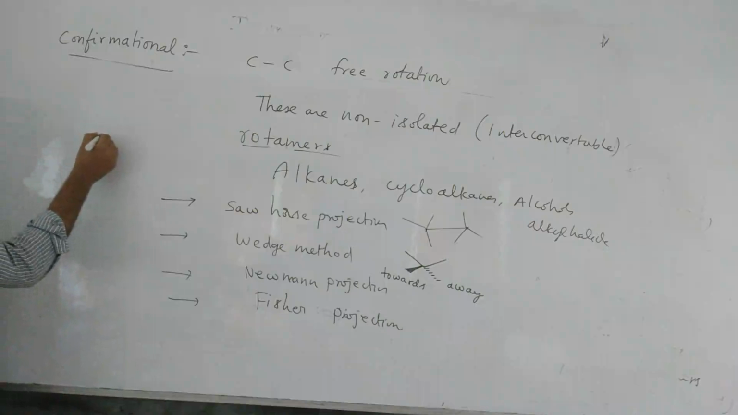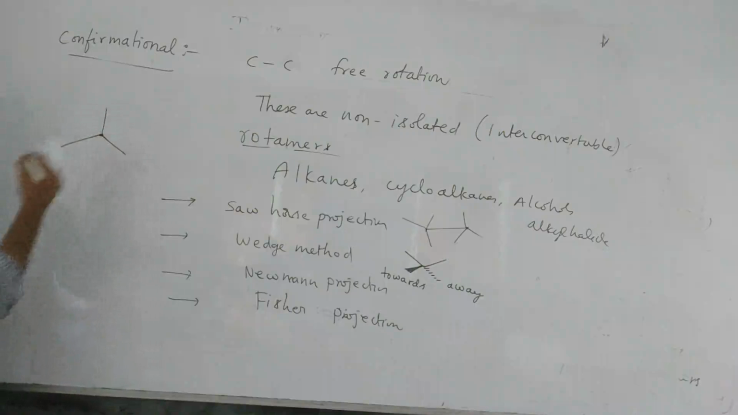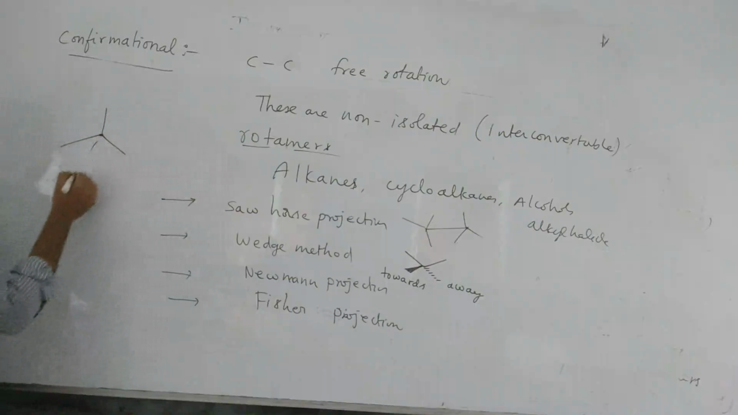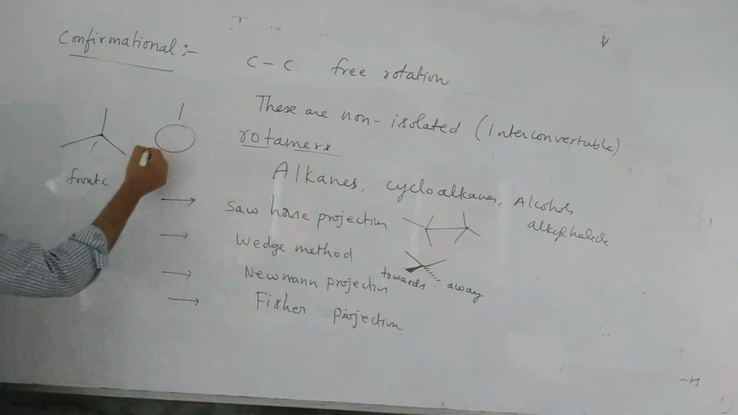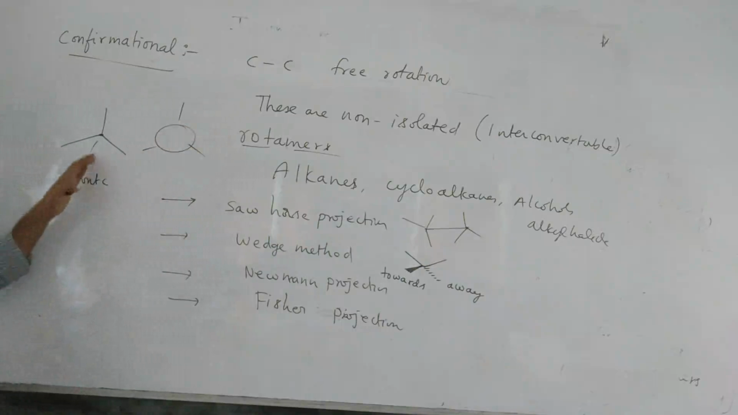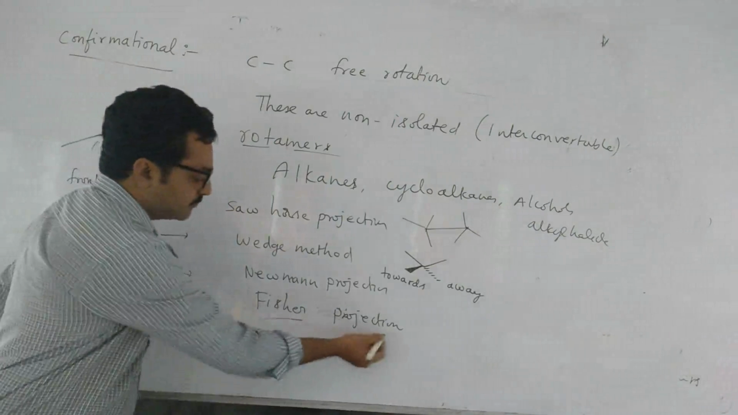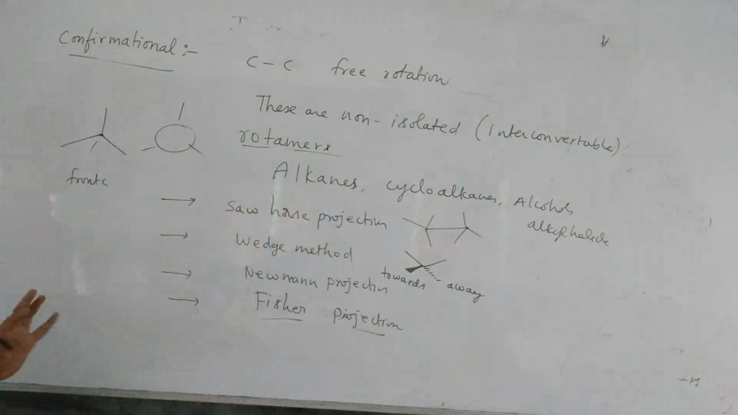So first carbon you have to take as a dot, and the rear carbon, this is called the front carbon, and the back carbon you have to represent with a circle. So this is Newman projection. Dot and circle method. Right? And Fischer projection, simple, I am telling you, just to have an idea.